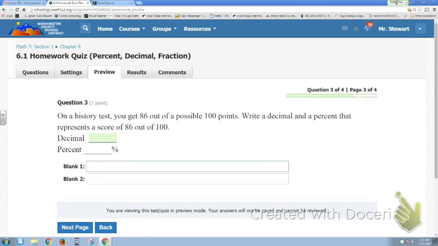Okay. I'll read this one out loud and then we'll talk about it. On a history test, you get 86 out of 100 points possible. This asks to write a decimal and a percent. Write a decimal and a percent that represents a score of 86 out of 100. So this is one of the most common mathematical applications you'll ever come across in the academic setting. You get a score out of a score possible, and you want to know what that percent is.